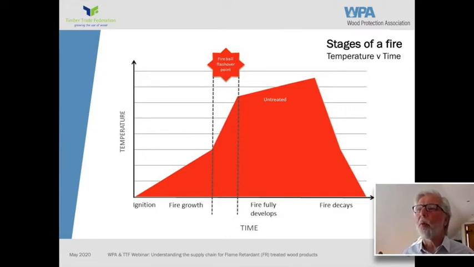You get to the point where all of the surfaces within the room are alight, and then we get to what's called the flashover point, where basically the room is just a ball of flame, and the temperatures rise very quickly, as you can see from the graph. That then continues as the fuel, the materials in the fire, are consumed, and then eventually decays away.